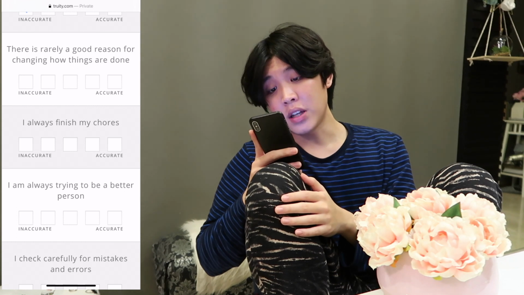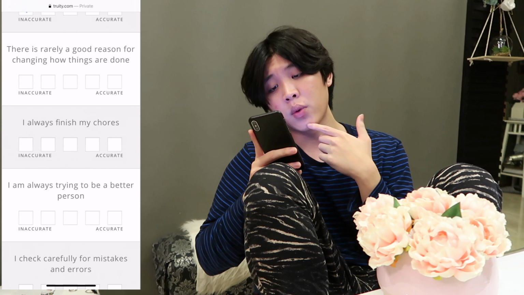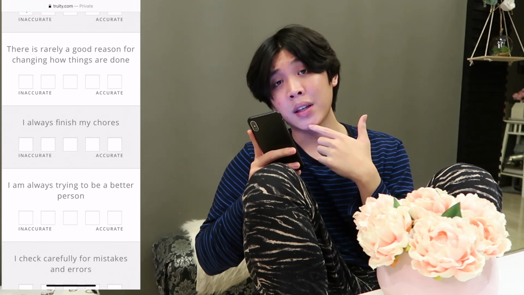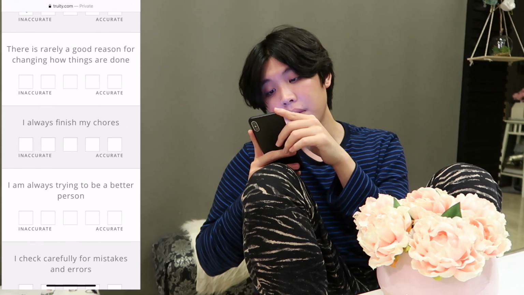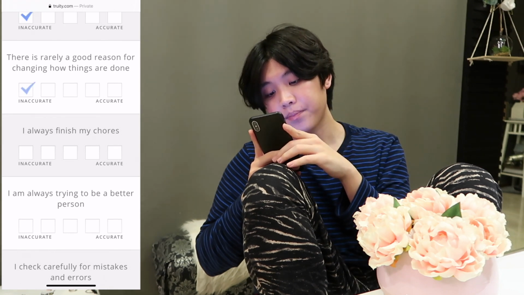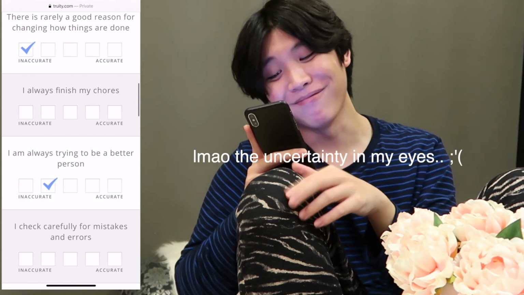There's rarely a good reason for changing how things are done. I'm gonna have to disagree with this one because I feel that things always happen for a reason, so inaccurate. I always finish my chores.